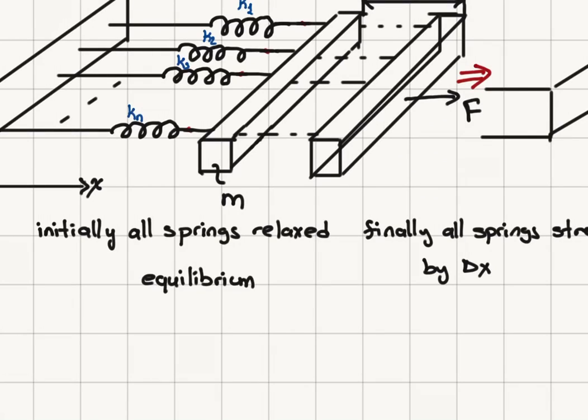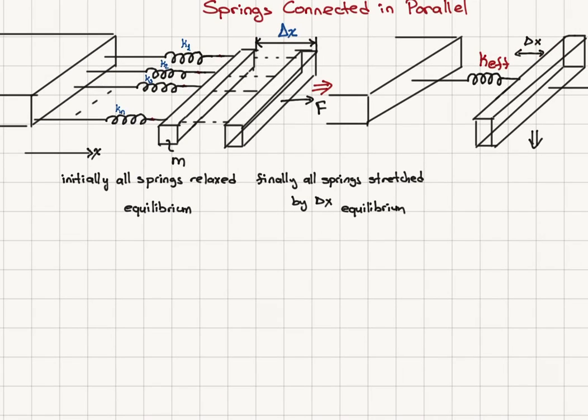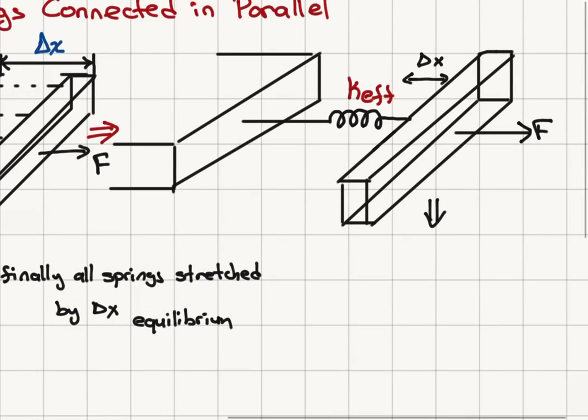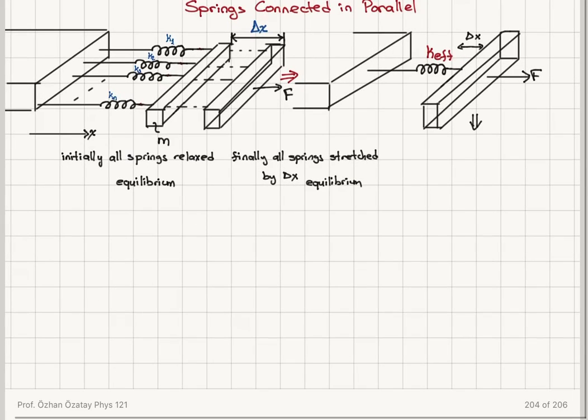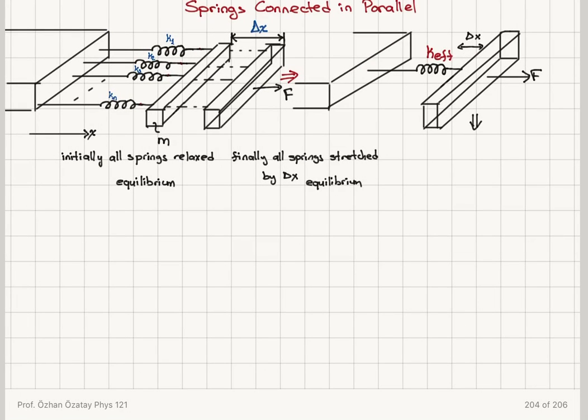And I'm doing this by applying this force F, and as a result, initially I had equilibrium, there was no net force acting on this block, and finally I also have equilibrium. The restoring force from the springs is balanced by the force F. So my task is to replace all those n springs with a single spring that, when stretched by an amount delta x, is going to cause equilibrium under the application of this force F.